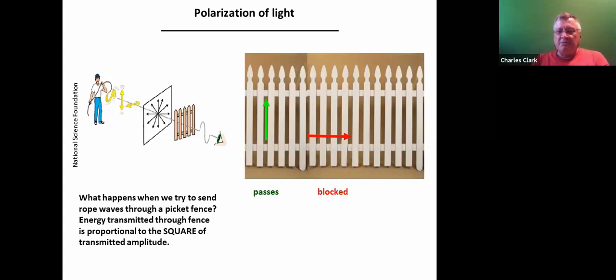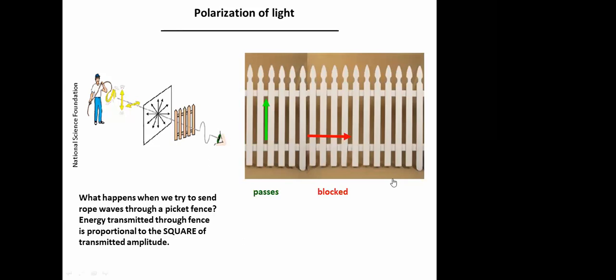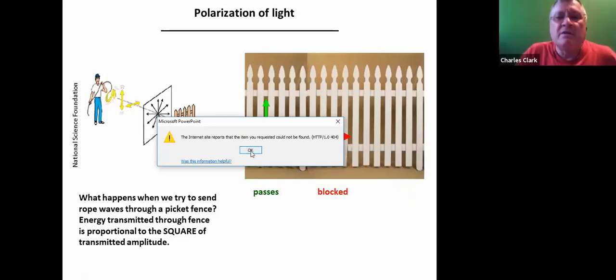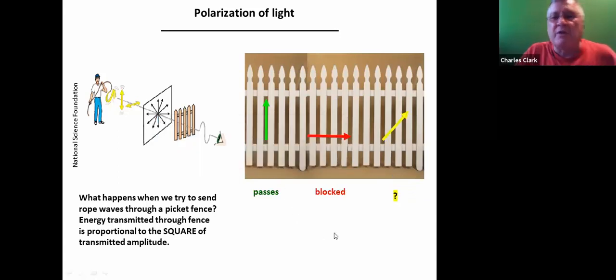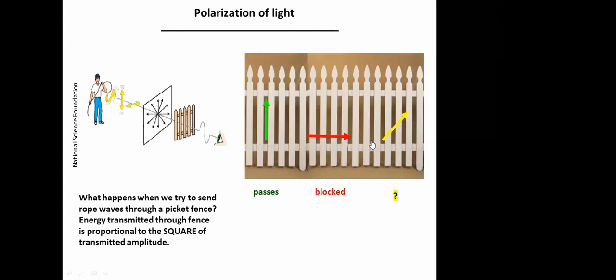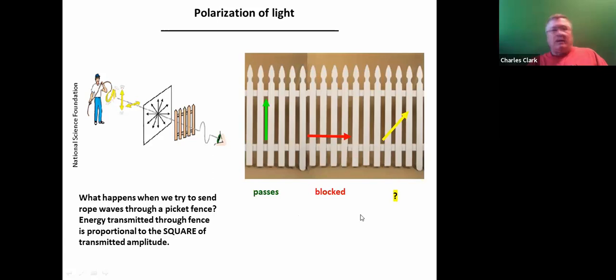So, I'll just, exercising my vertical freedoms. Oops. Okay. So look, I'm going to put it at an angle. Let's say this is sort of like a 45 degree angle. Now, what's going to happen with the rope in this case? Are we going to see motion on the other side? And if so, what kind? And if not, why not?